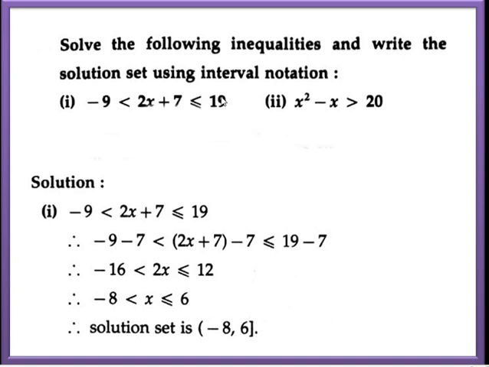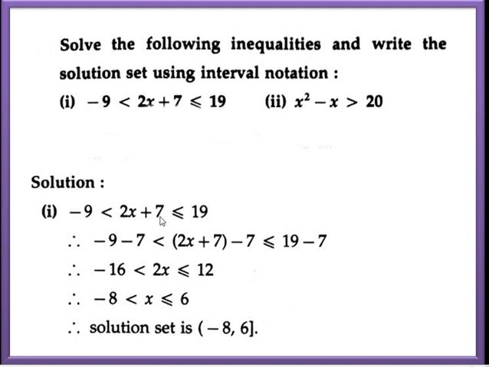Now this is an important one. Solve the following inequalities and write the solution set using interval notation. Minus 9 less than 2x plus 7 less than or equal to 19. Here we need x, then only we can use interval. Now how to get x out of that?